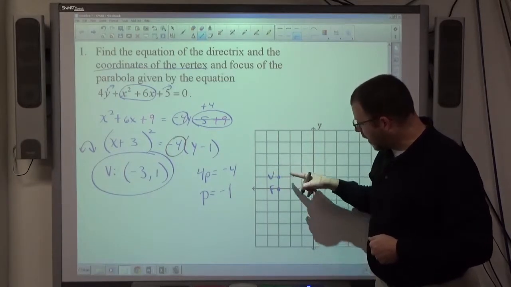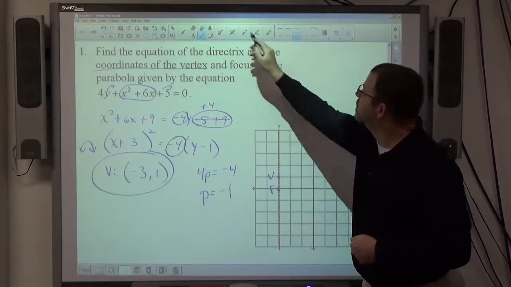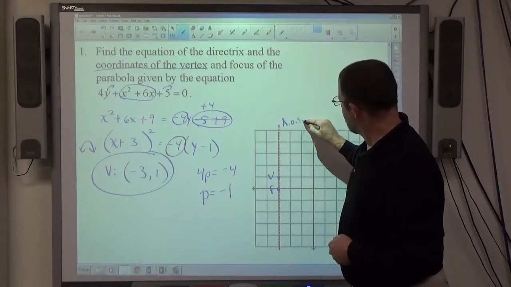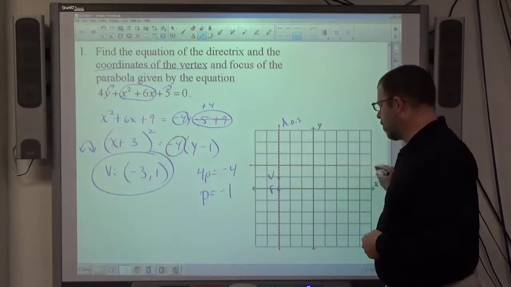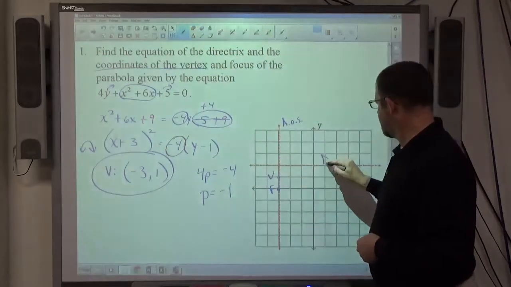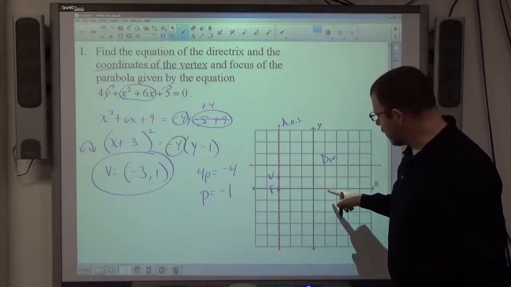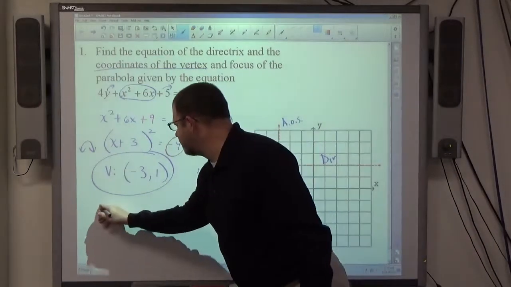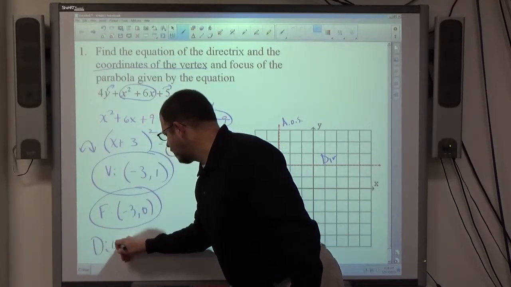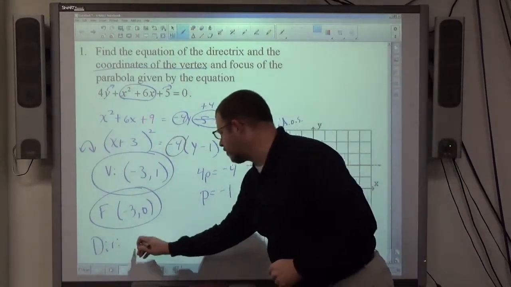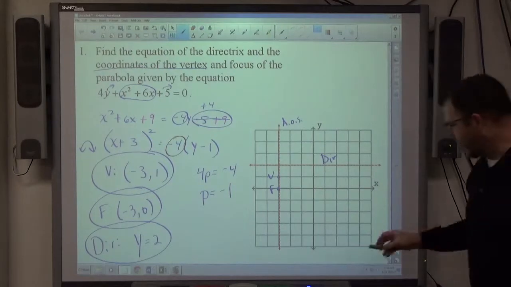It's always going to be perpendicular to the axis of symmetry. Axis of symmetry goes through the vertex and focus. So the directrix is perpendicular to that and 1 away from the vertex. So go up 1 and make a horizontal line. There's my directrix. And just like that, I've got everything I need. So as far as answering the questions, coordinates of the focus, I look at this point, negative 3, comma 0. The directrix is a line. It's a horizontal line at a height of 2, so y equals 2. And that's all they ask for, and that's what I'll be asking for on the quiz.